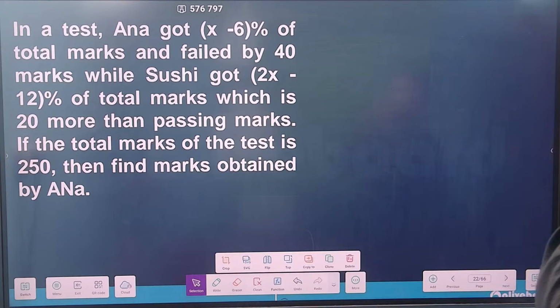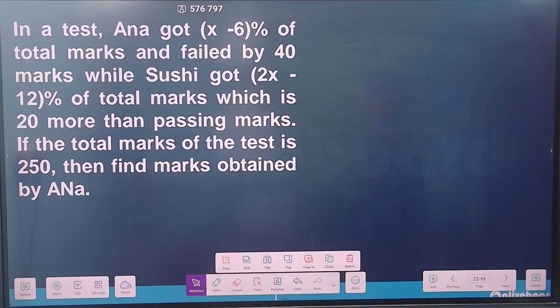In a test, Anna got x minus 6% of total marks and failed by 40. And Sushi got 2x minus 12, which is 20 more than the passing marks. If the total marks of the test is 250, then find the marks obtained by Anna.